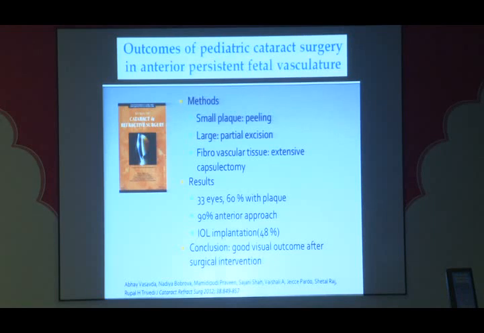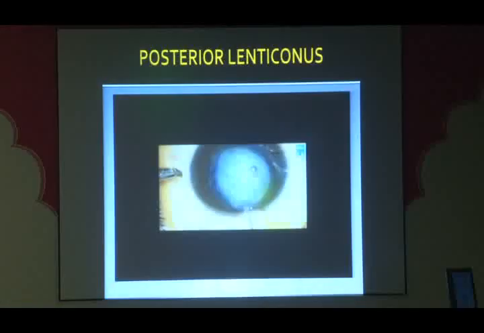Now, this is from Dr. Vasavada's group. They described 3 types of anterior hyaloid, anterior persistent fetal vasculature, and the fibrovascular tissue type is the one which I showed you. And interestingly, 90% could be approached through the anterior approach. A word of caution, if you have ciliary processes coming into the anterior capsule and you can see them through the pupil, it is better to approach from the posterior route because you can anticipate serious bleeding in these cases.